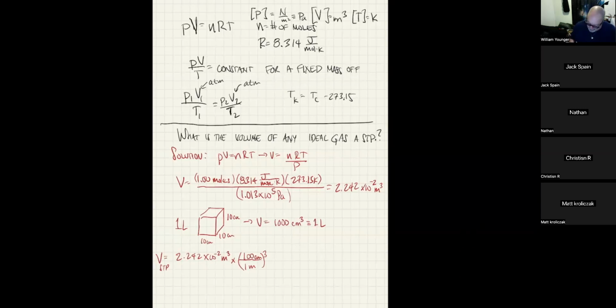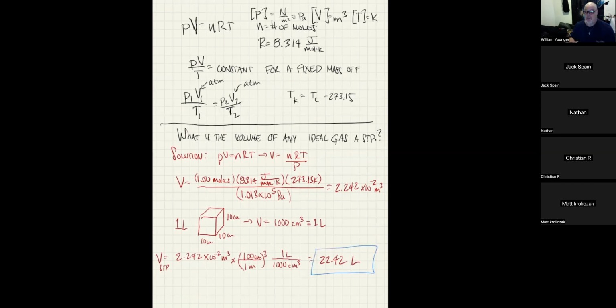And then I can say, well, wait a second. I also know that now that I've got it in cubic centimeters, I know that 1,000 cubic centimeters is equal to 1 liter. So what we're going to do is multiply by 1,000,000 and then divide by 1,000. That's the same thing as multiplying by 10 to the 3rd. And you get 22.42 liters. So that is something that people use all the time in science books.